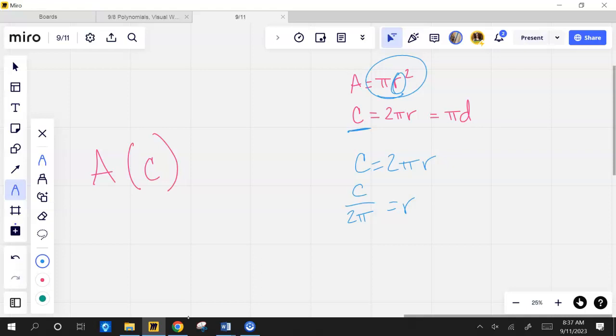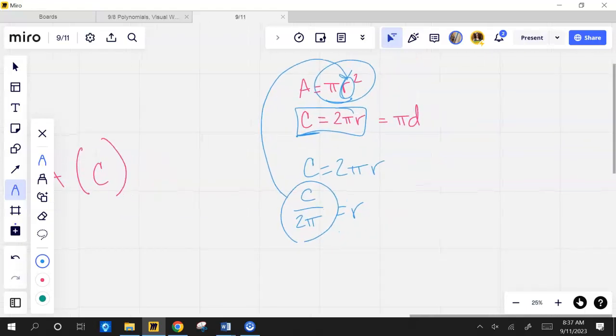Agree or disagree? I just took this and solved it for r, because what I'm going to do now is I'm going to take this and I'm going to replace that r with it, because if r is c over 2 pi, then I can just replace it. This really is related rates, but they've thrown it in here.